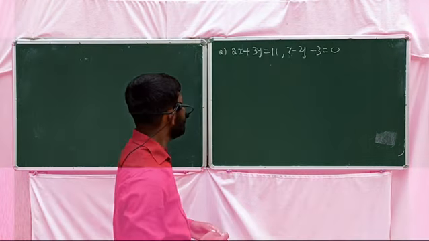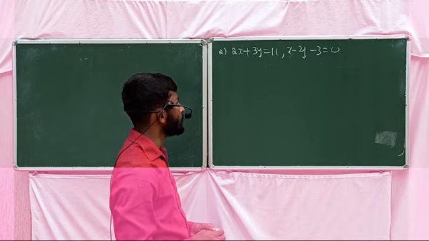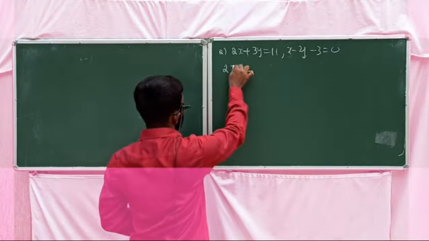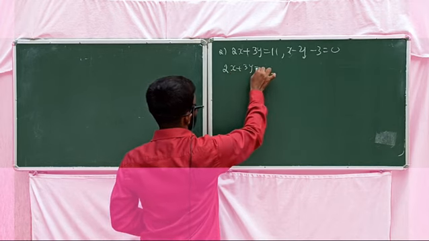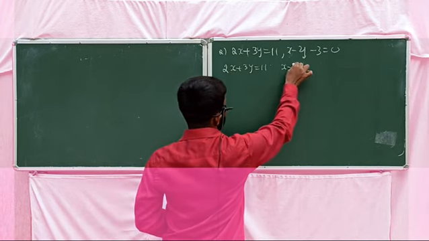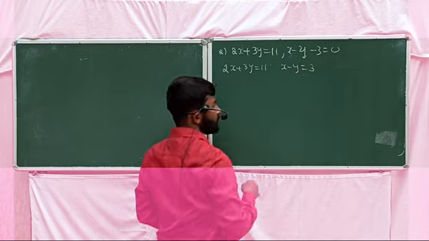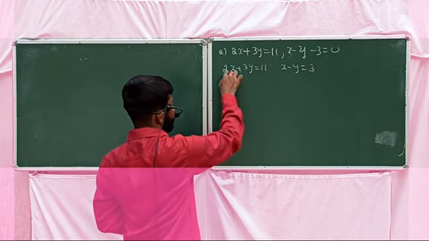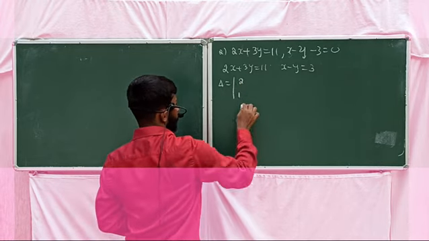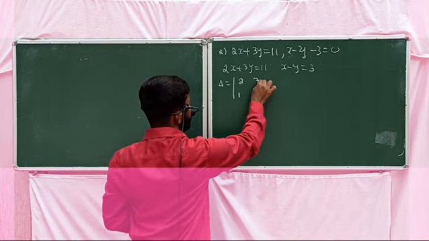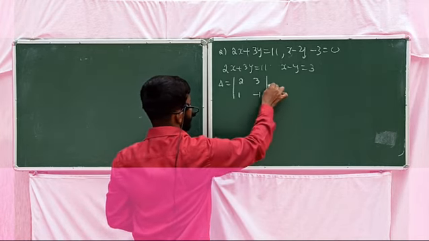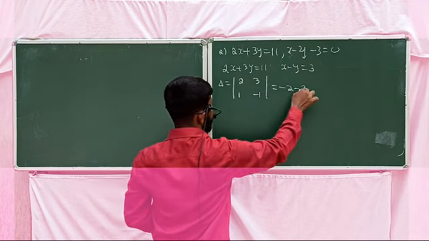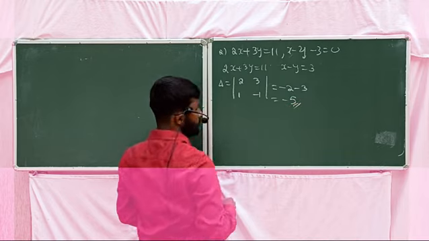See the next question. 2x plus 3y equal to 11, x minus y minus 3 equal to 0. First, consider system of linear equation 2x plus 3y equal to 11 and x minus y equal to 3, shifting minus 3 to RHS. Then delta value is equal to, what's the coefficient of x? 2 and 1. Then coefficient of y, that's equal to 3 and minus 1. Calculate the determinant value, minus 2 minus 3, its value is equal to minus 5.